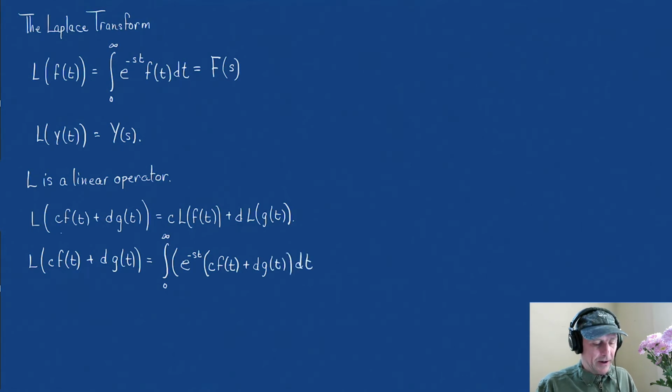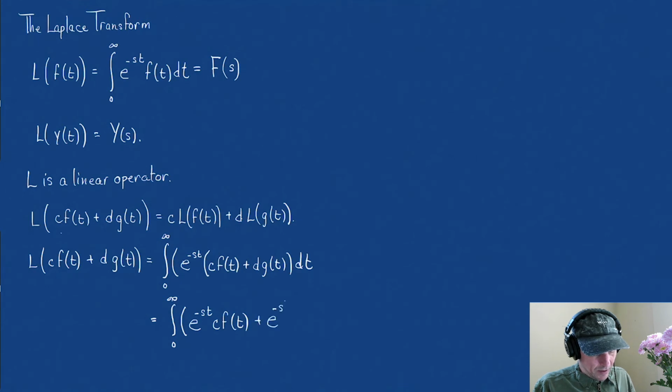Okay, let's do some simplifying now. Well, let's see, what do we get? I'm going to distribute the e to the minus st. This is the integral from 0 to infinity of, I'm going to get an e to the minus st times c times f of t plus, I'm going to get an e to the minus st times d times g of t, all of that dt. Okay, and let's continue up above. This is the integral of a sum.